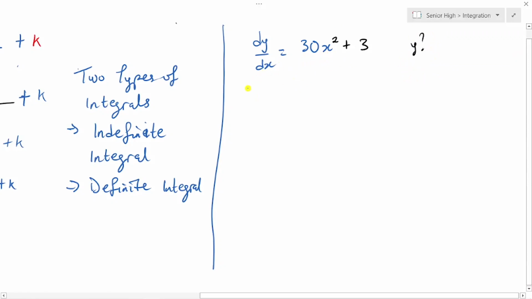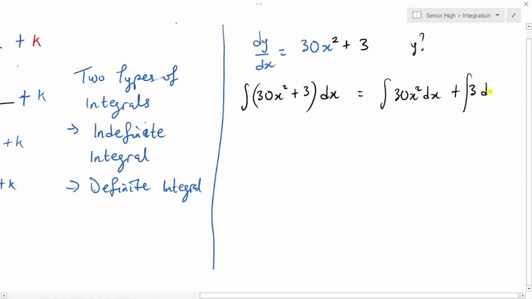So solving this, we have that the integral of 30x squared plus 3 dx is equal to, you integrate. Now in integration, once there's a plus sign or a minus sign, the integral can be separated for each value. So I can take it as the integral of 30x squared dx plus the integral of 3 dx.